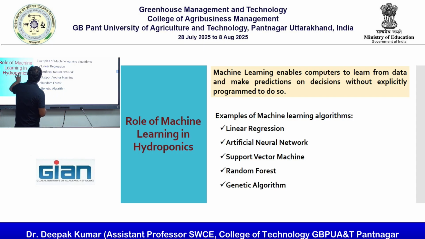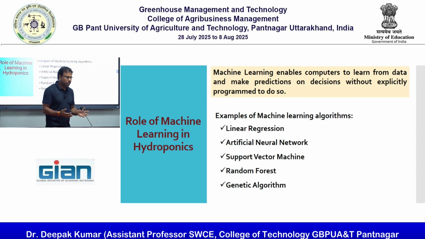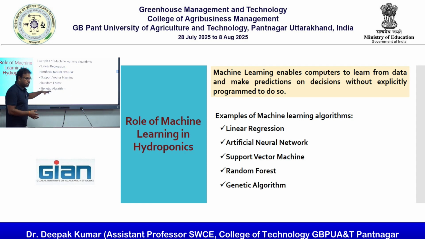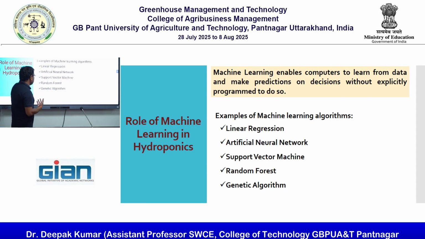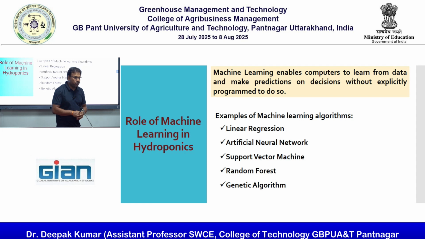So now we will talk about some of the machine learning algorithms which are used in hydroponics, है ना? अभी तक तो हम लोग टॉक कर रहे थे कि जनरल ML algorithms के बारे में. If you will go and see the research papers, you will find that a lot of work on hydroponics has been done using these algorithms: linear regression, artificial neural network, support vector machine, random forest, genetic algorithm. Isn't it?